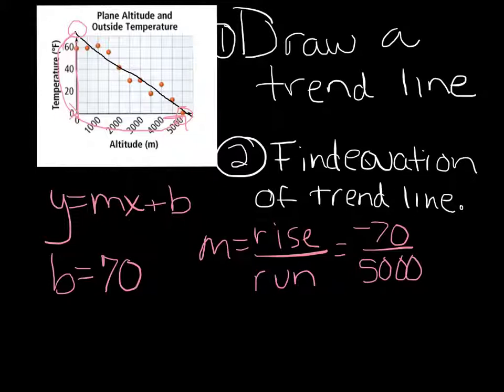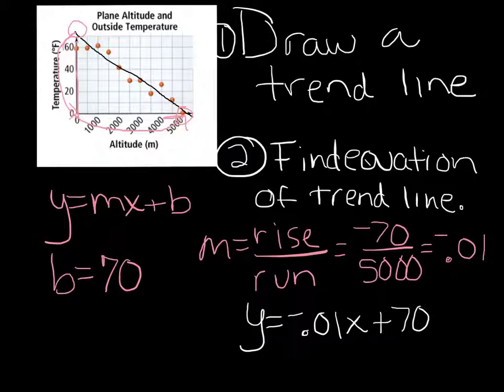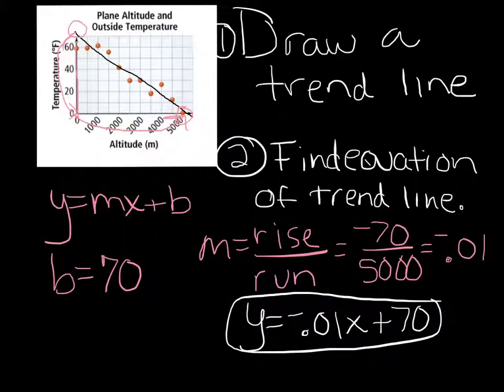Then finally you're just going to plug that in your calculator, negative 70 divided by 5,000, which gives you, to the nearest hundredth, negative 0.01. So your slope would be negative 0.01. So your equation then is just going to be y equals your slope, negative 0.01, x plus your y-intercept, which is 70. And there's your equation of your trend line.